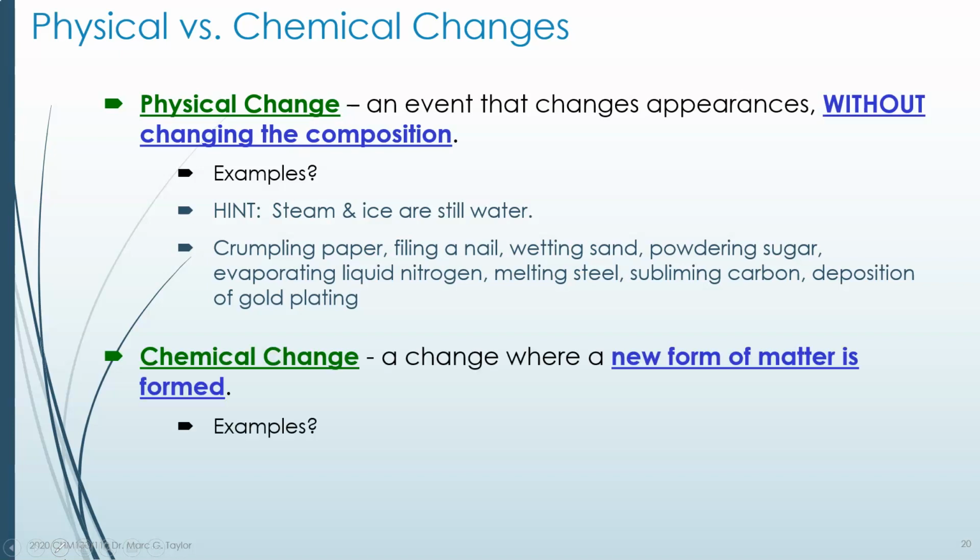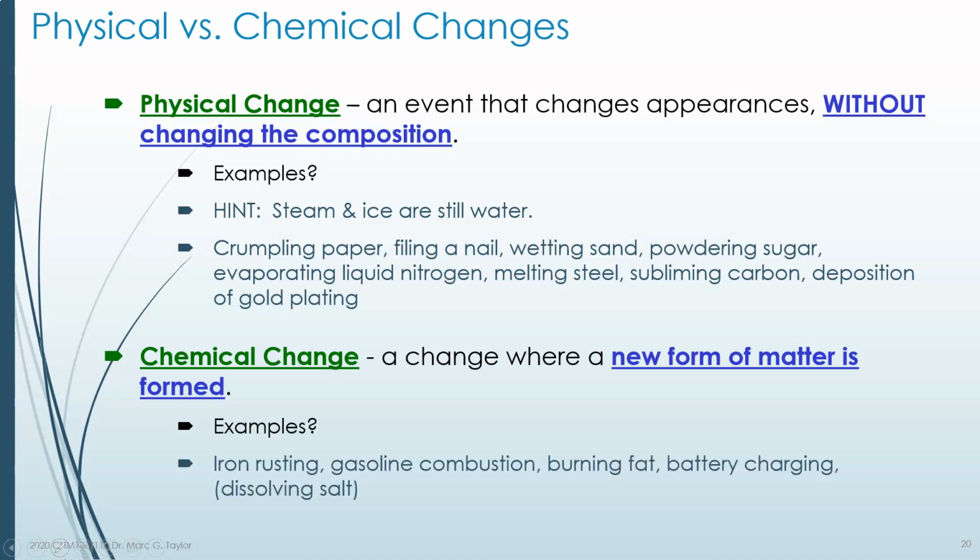If we change the actual formula, in other words, we're creating a new form of matter, a new substance or new group of substances, then it is a chemical change. Sometimes you can get both, but if it's both, we call that a chemical change. Examples: iron rusting. Iron is turning into iron oxide. That's a different chemical. Gasoline combustion. We are burning gasoline in the presence of oxygen to produce carbon dioxide and water. This is a chemical change. Anytime you burn anything is a chemical change, whether you're burning it by setting it on fire or as part of your digestion system, as in burning fat or burning carbohydrates.